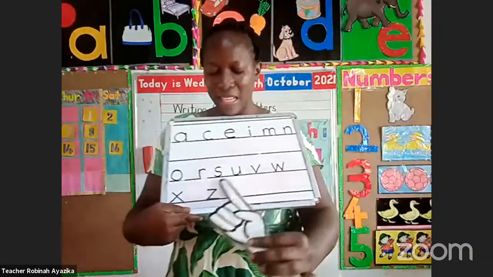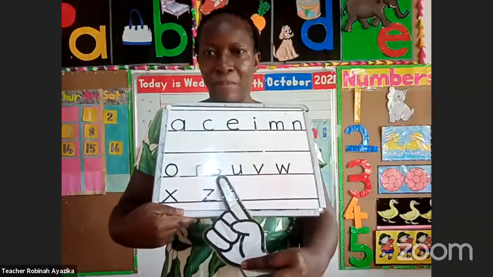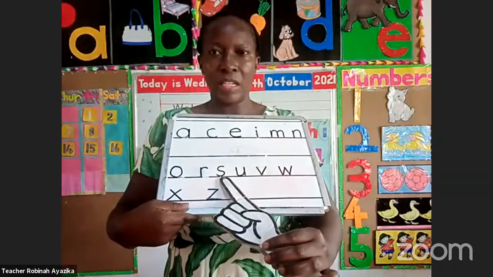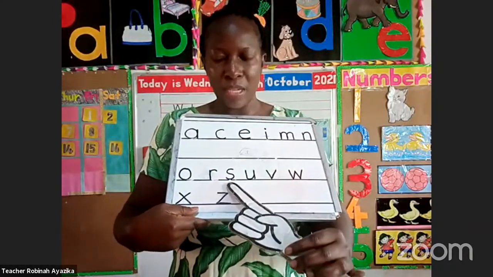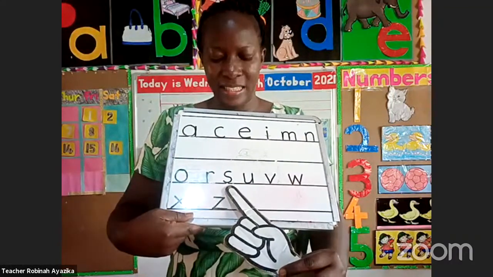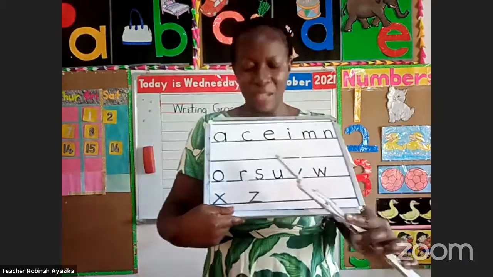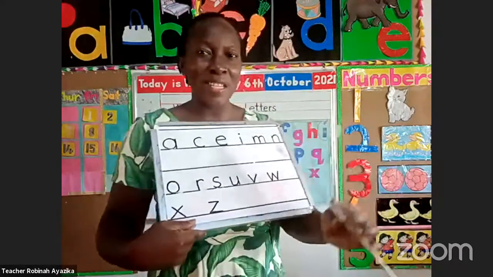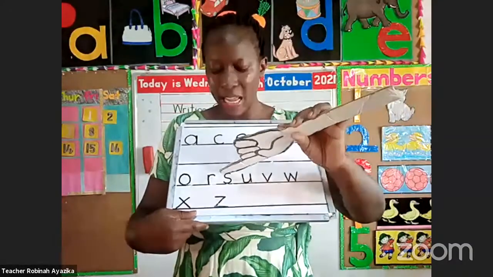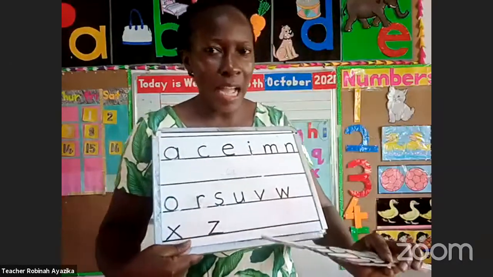Very good. Someone tell me, what's the name of this letter here? S. Is it capital letter S or small letter S? Small letter S. Very good. When you're writing small letter S, you start from the middle of the line and it sits here. So it is a brass letter.